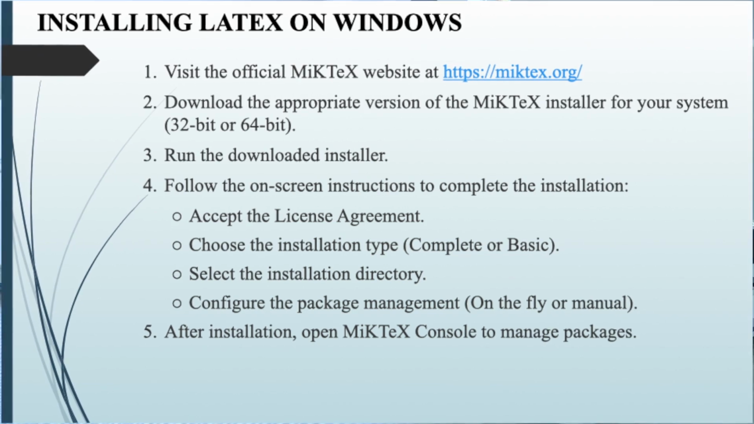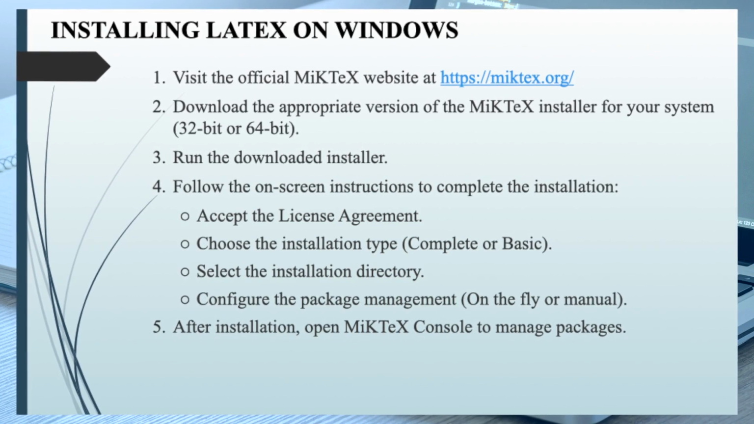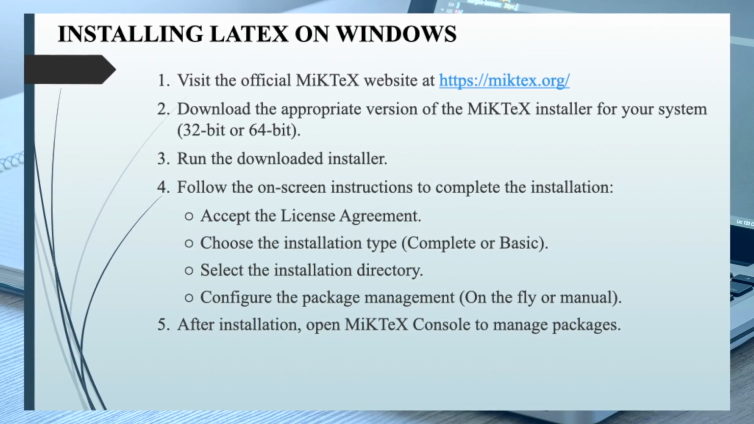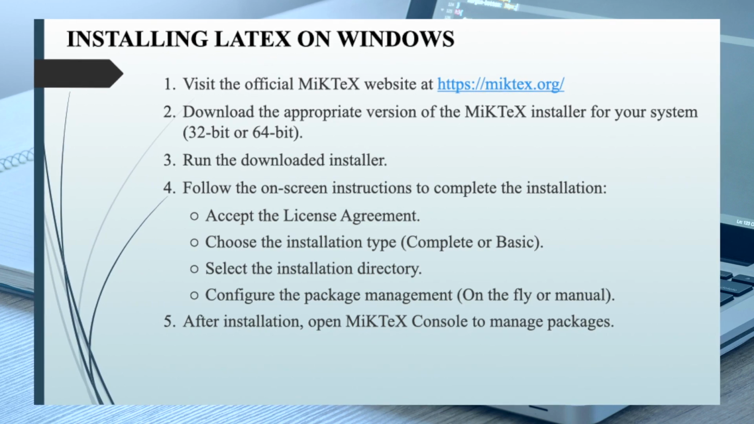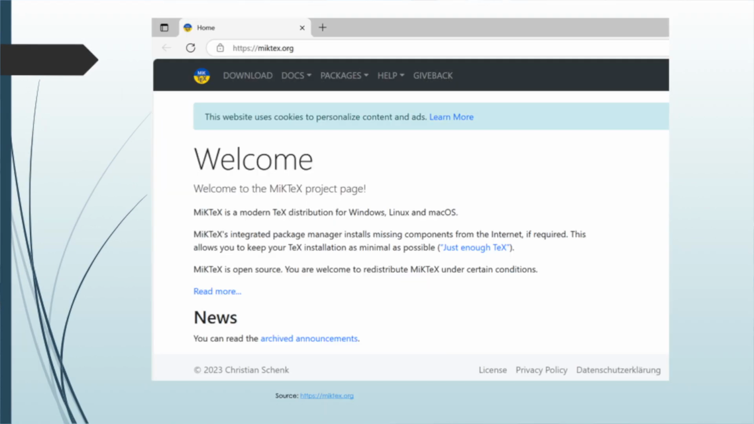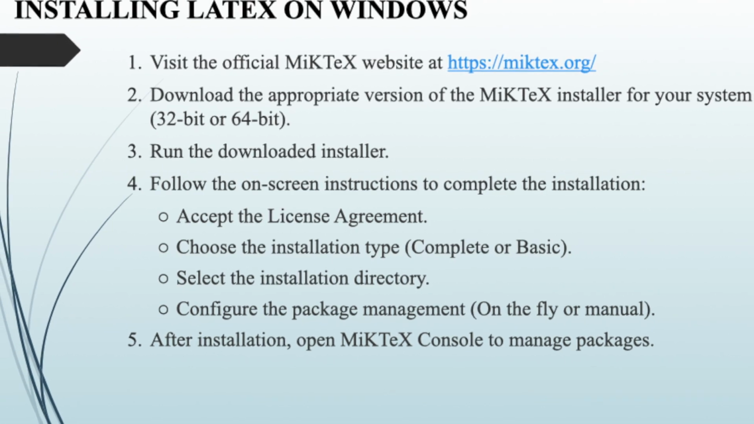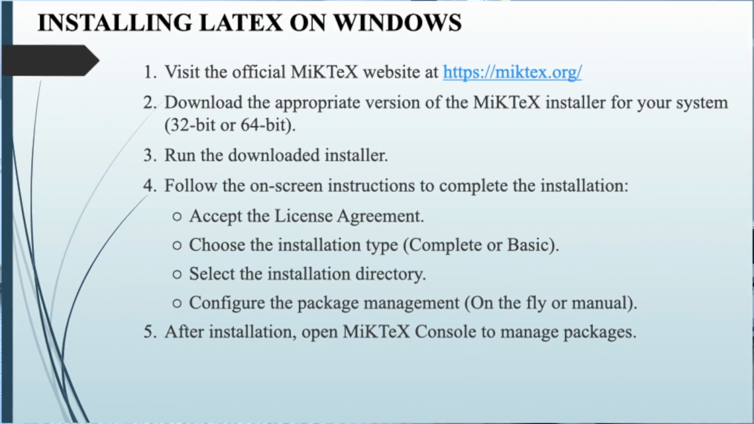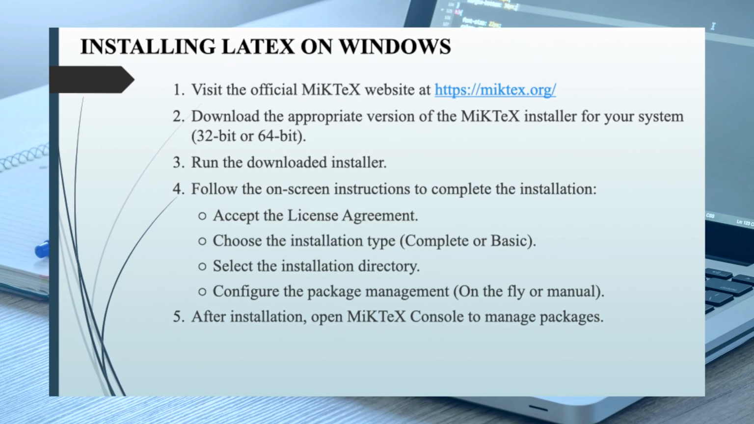To get started, we need to visit the official website of MiKTeX, that is miktex.org, and download the installer for our system architecture. It may be 32-bit or 64-bit. The following screen will appear. Then download and run the installer. You will see the setup wizard. Follow the on-screen prompts to complete the installation process.